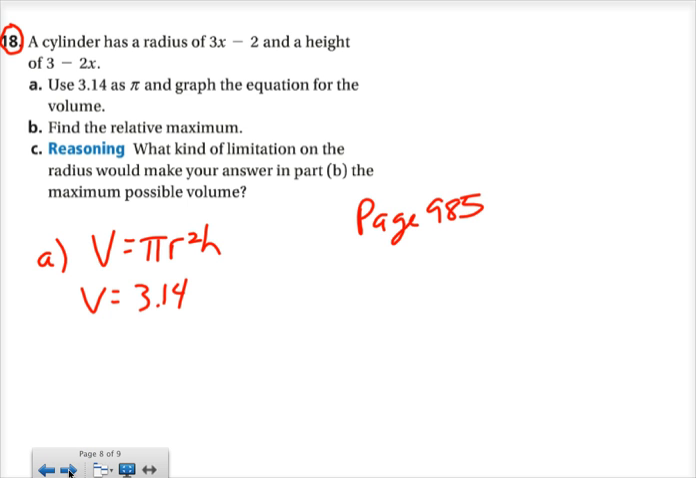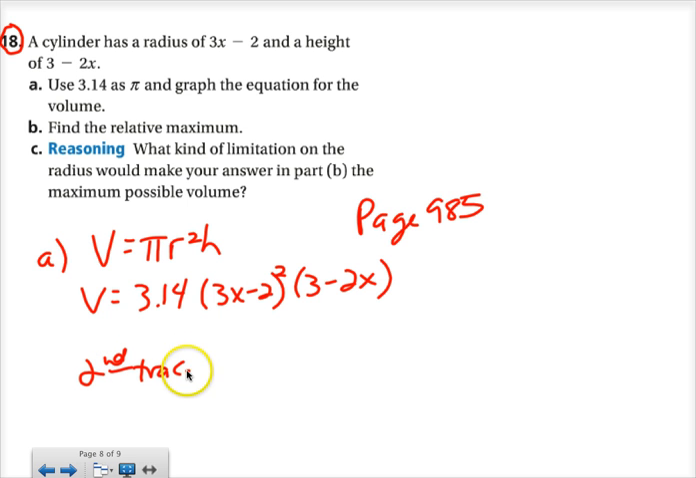So the radius is 3x minus 2 squared, and the height is 3 minus 2x. And at that point, you can just plug that into your calculator exactly as you see it written there and graph that. And then use your second trace button to find your relative maximum.